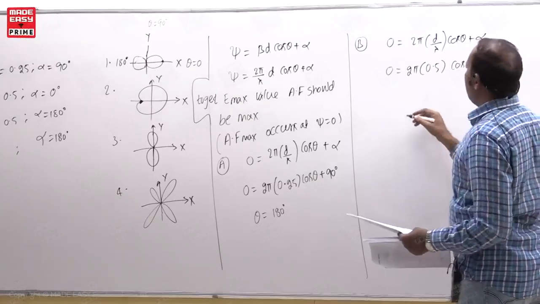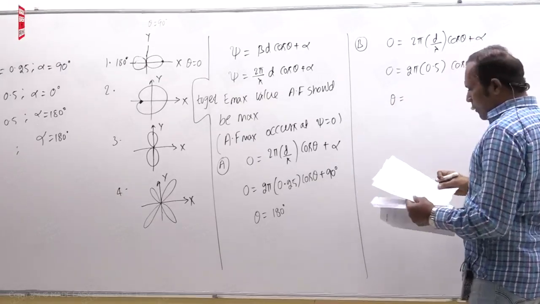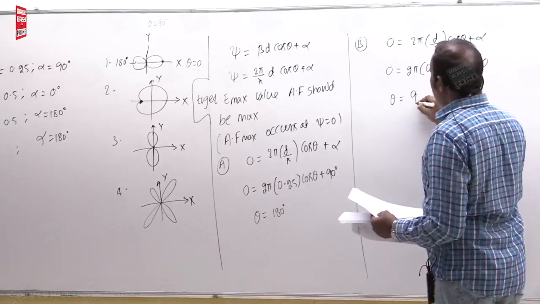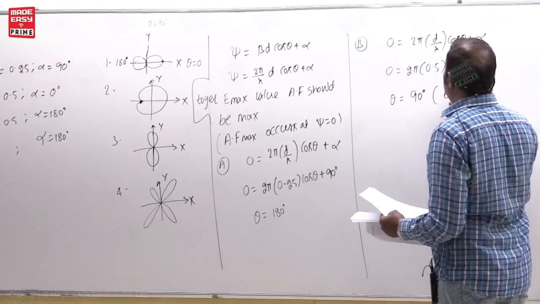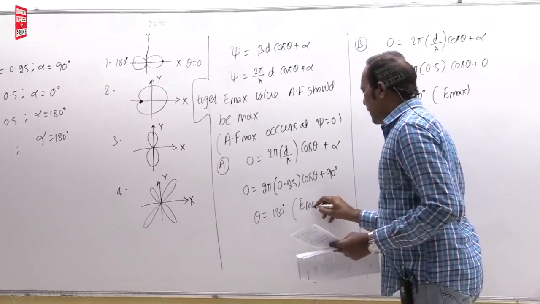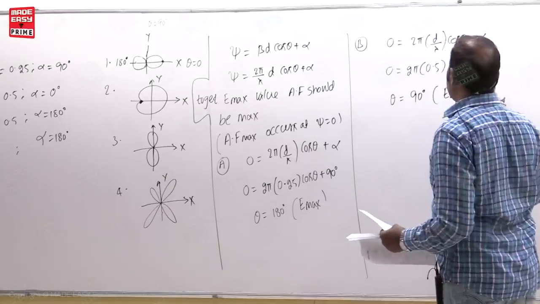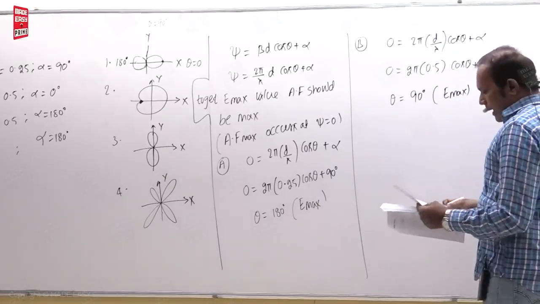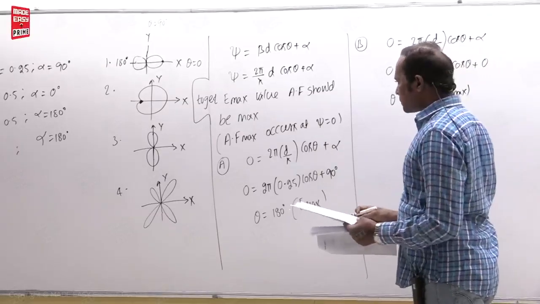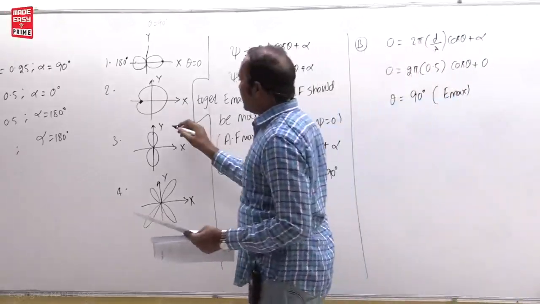Alpha is given as 0. From this theta value, student, if you find the theta value, you get 90. So that means the electric field maximum angle is this one. Here also this is the electric field maximum angle. So the electric field maximum angle is 90 degrees. For the third one, you can see it is 90 degrees.